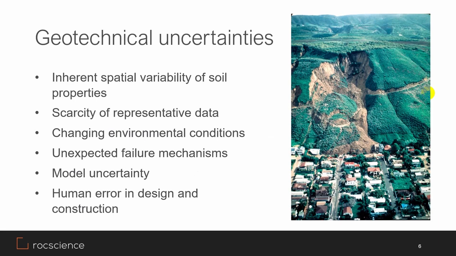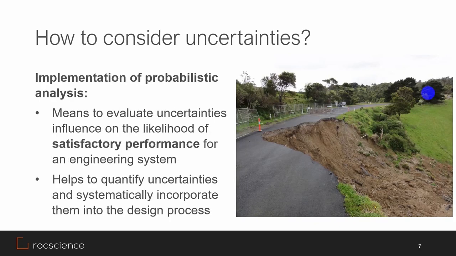What are these uncertainties that make design with factor of safety insufficient? These uncertainties include inherent spatial variability of soil properties, scarcity of representative data, changing environmental conditions, unexpected failure mechanisms, model uncertainty, and human error in design and construction. Now, how to consider these uncertainties? By implementation of probabilistic analysis, we can consider these uncertainties, which means that we evaluate the uncertainties' influence on the likelihood of satisfactory performance for an engineering system. And this implementation helps to quantify uncertainties and systematically incorporate them into the design process.